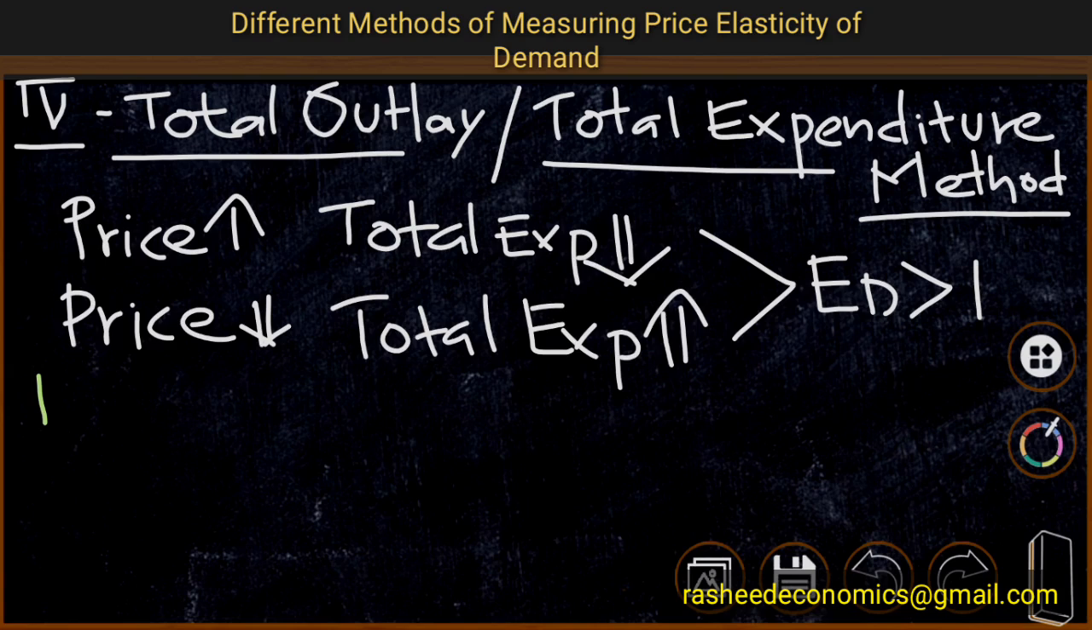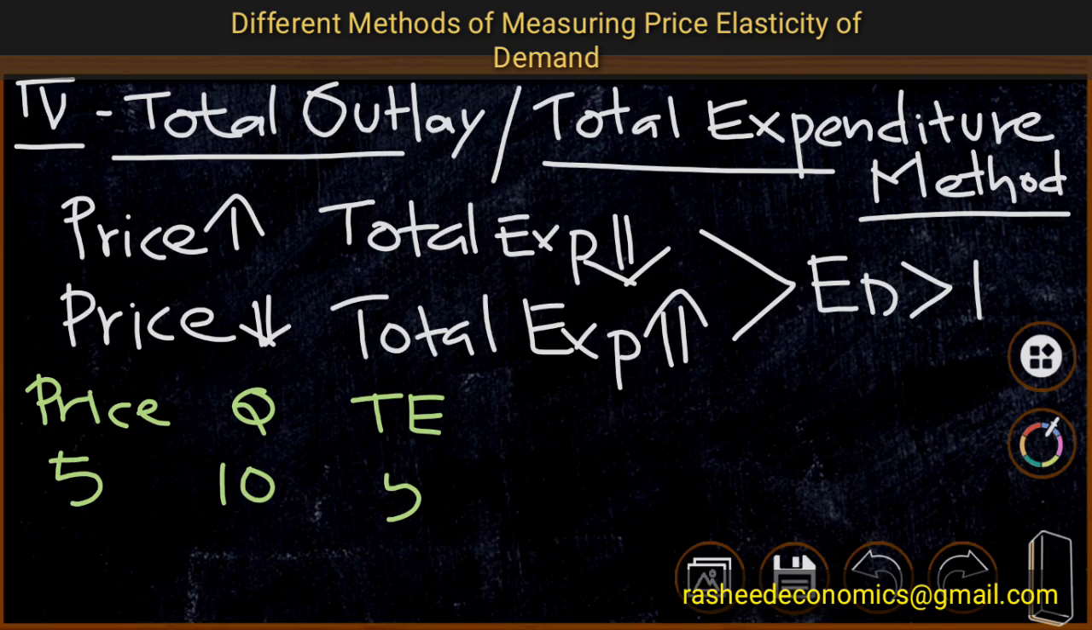We can analyze this case by using a numerical example. Consider the variables price, quantity demanded and total expenditure on the commodity. Now we have the commodity price as rupees 5 and total quantity demanded is 10 units, and total expenditure on the commodity will automatically be 5 into 10, that is 50 rupees.